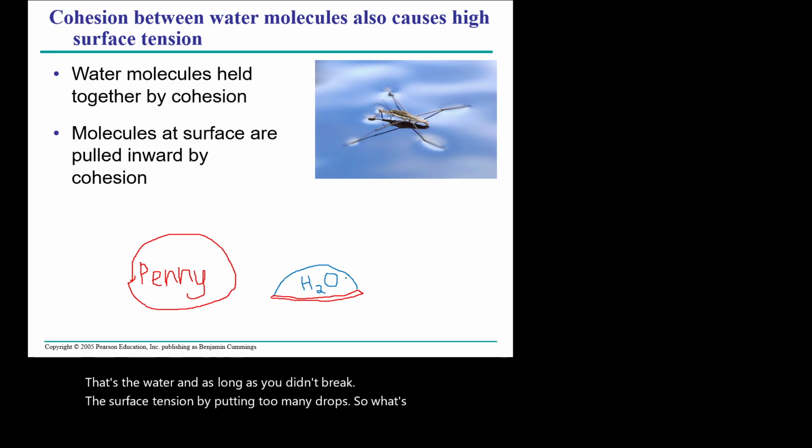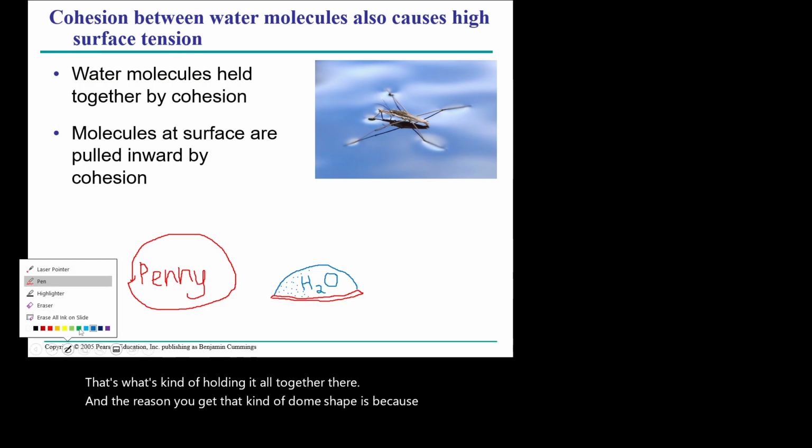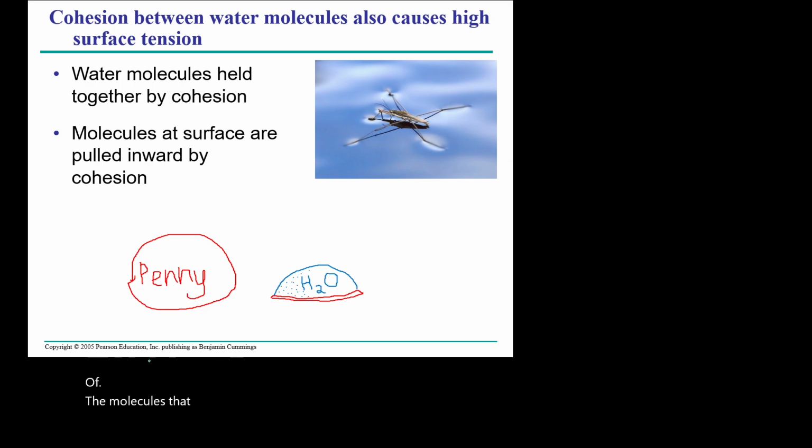So what's happening here is also related to hydrogen bonding and the high surface tension. The water molecules next to each other are all forming hydrogen bonds, all of these down to the surface of the penny, which is also causing adhesion of the water to the surface of the penny. That's what's holding it all together there. And the reason you get that dome shape is because the molecules at the surface are being pulled inward. There's nothing above them, so the hydrogen bonding is all going down and inward away from the surface. So that's why it forms that dome, in addition to the adhesion to the surface it's sticking to.